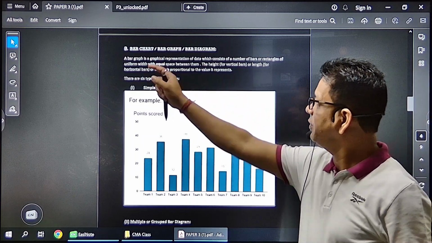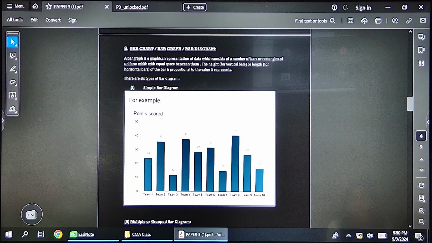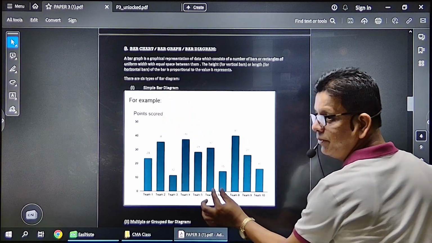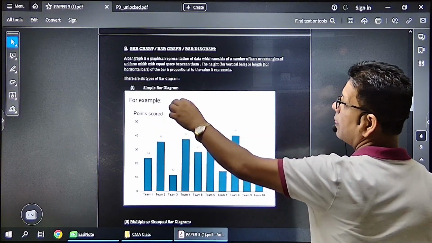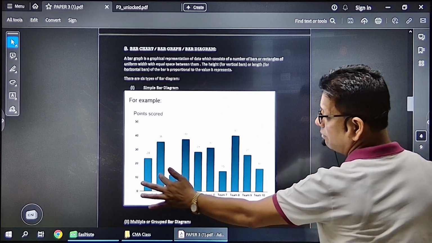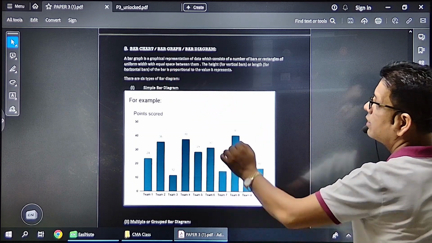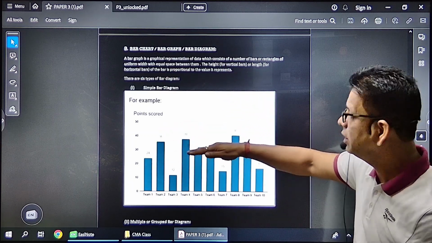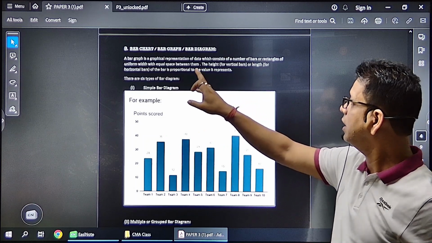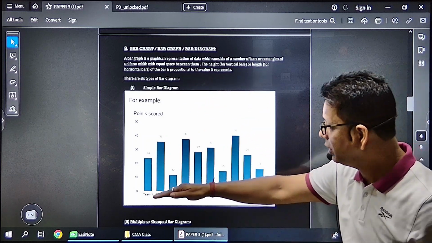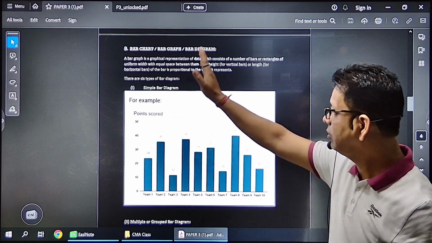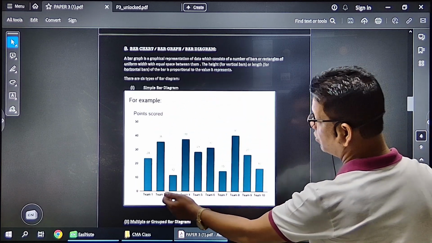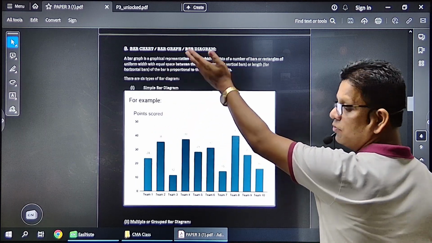Just if I read out the definition, a bar graph is a graphical representation of data which consists of a number of bars. Bars means rectangles of uniform width. Uniform width means their sizes are the same. You should not draw one bigger, one smaller. With equal spacing between them. Between them, space is equal. Right? Now, the height, that means for the vertical bars, how tall they are, depends on the value that they represent. So what value they represent, only up to that they will go. Suppose team 2 scored 36. So it will go up to 36, it cannot go to 56.